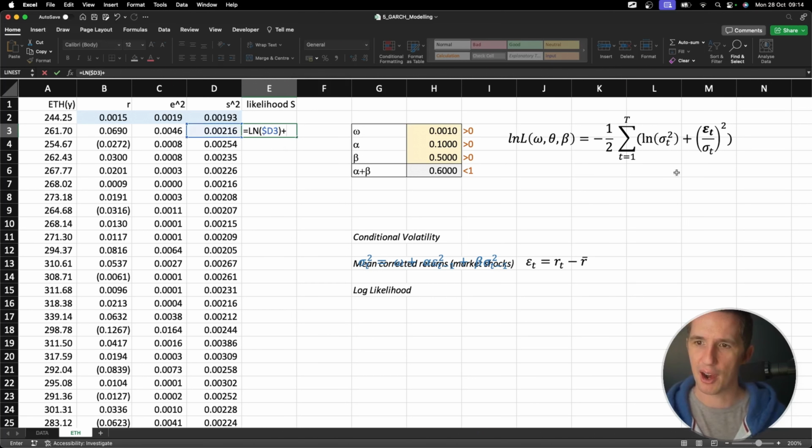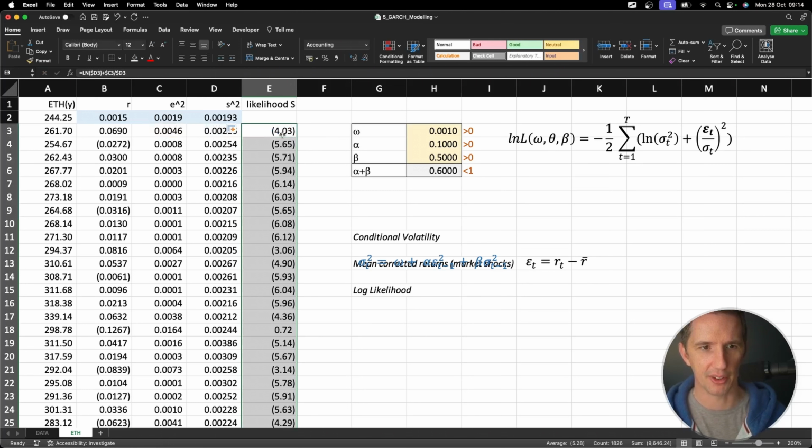Plus our market shock over our standard deviation, which is the square root of the variance, squared. Well, that's the same thing as this squared divided by this squared. It's the same thing, which I already have. So that's going to be this here divided by this here. Perfect. And let's drop that down over there. So there's my likelihood function.